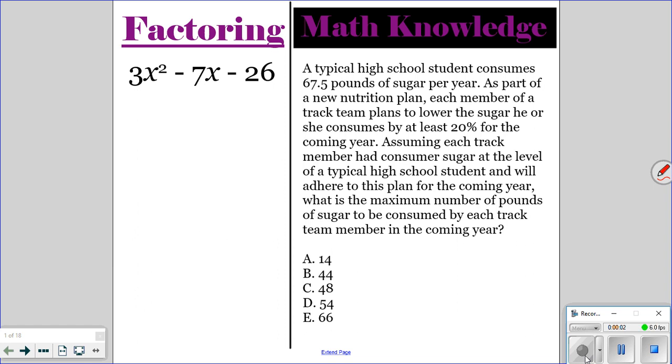All right, so everyone go ahead and do the factoring and the math knowledge question for today. Pause the video, and then once everyone is finished, you can unpause the video and I'll go over the correct answers. So for the factoring, we're going to do remove, replace, reduce.